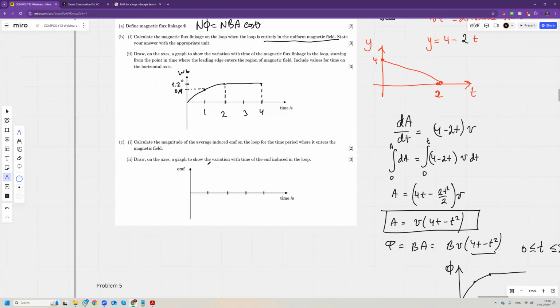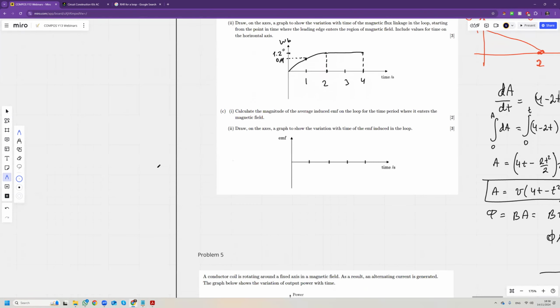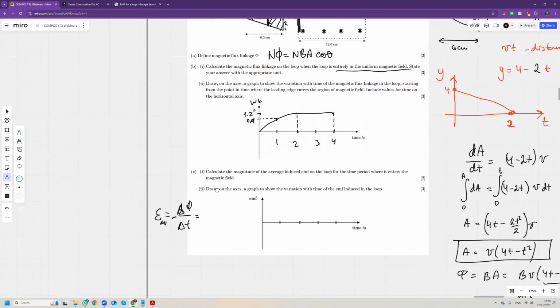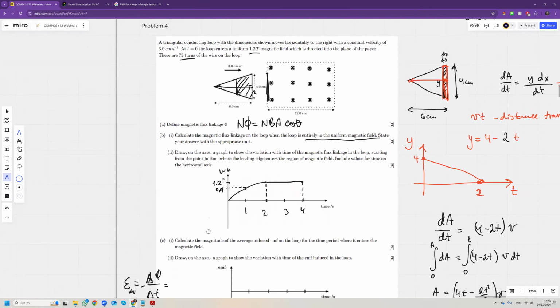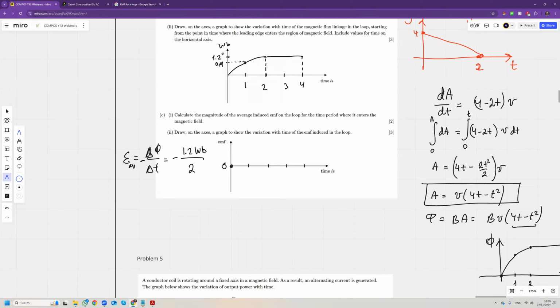The next one: calculate the magnitude of the induced EMF of the loop for the period where it enters the magnetic field. Well, the average. So the EMF is dΦ/Δt, the average. Well, that's going to be the change in flux, 1.2 minus 0 Webers, divided by time, which is 2, so 0.6. So while it's changing, it's like this, and then it stops changing. It goes like this. But that's the average.